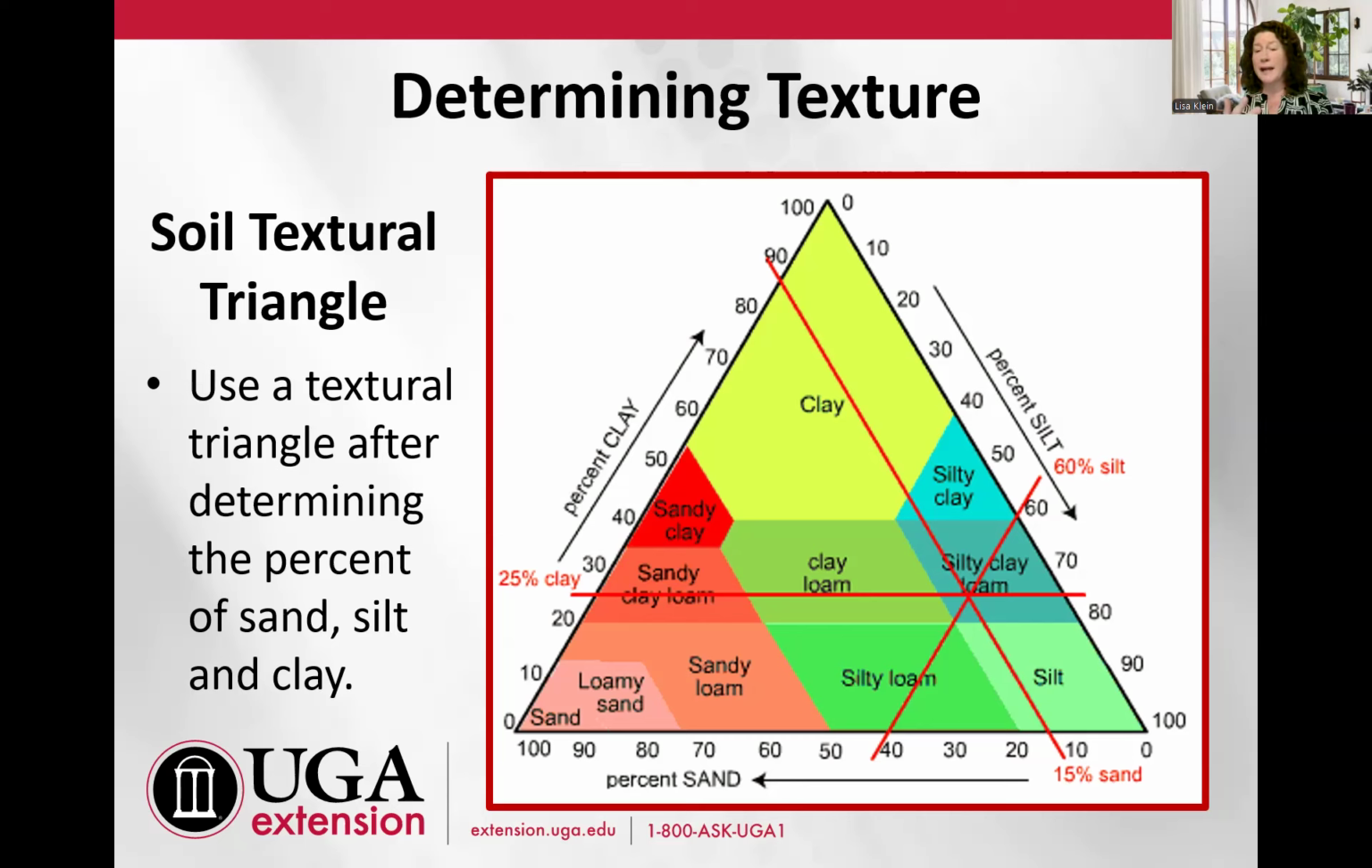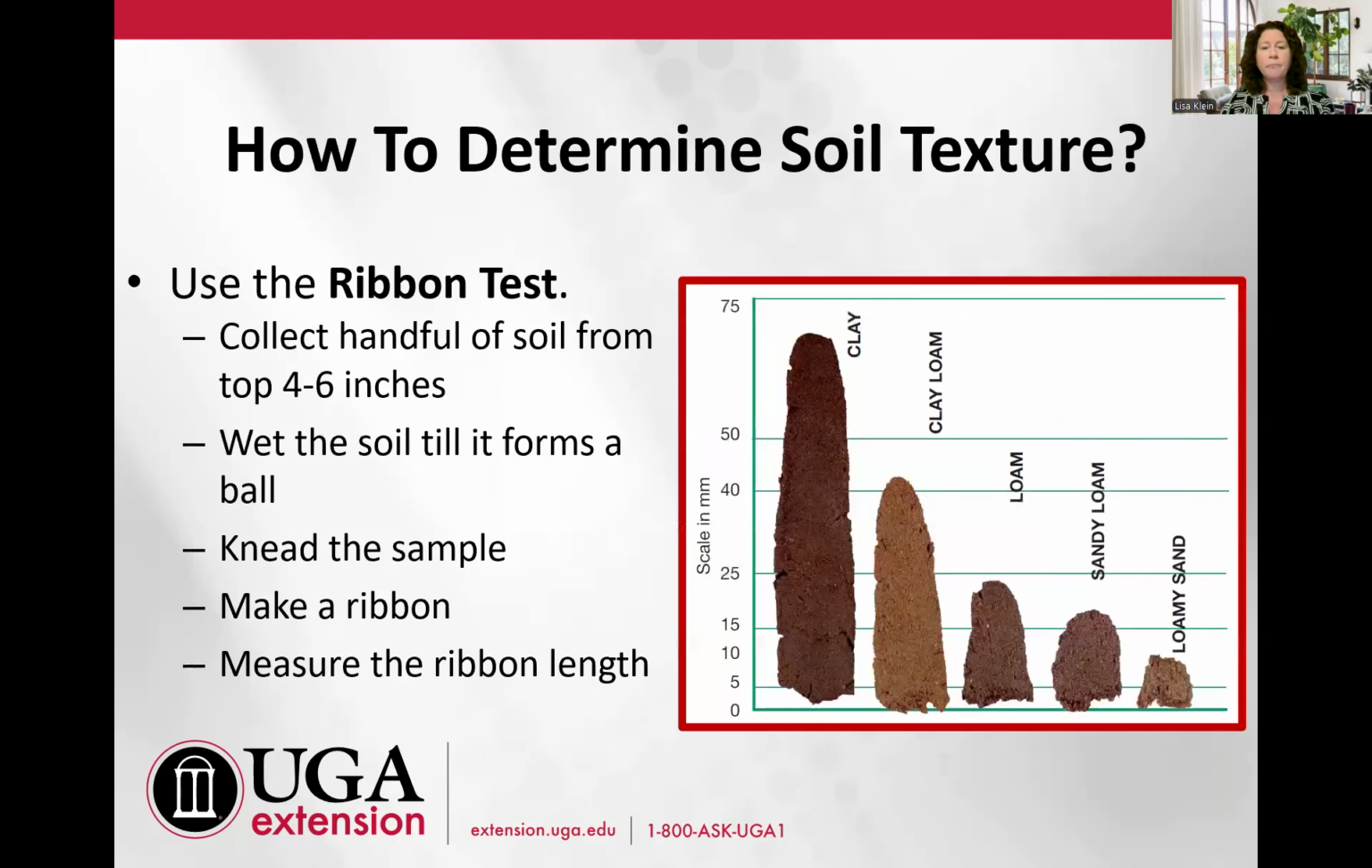But again, like I said, the ideal is probably going to be somewhere over there in the corner, sandy clay loam. Because you want something that's going to drain fairly well, that's going to have small enough clay particles to hold water, and still have that silt, which is going to have more nutrients and things in it.